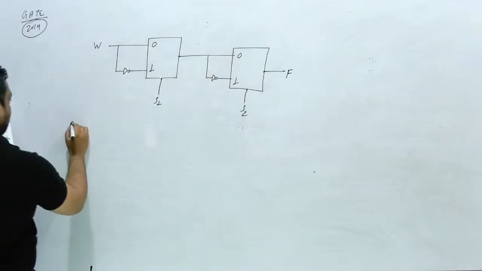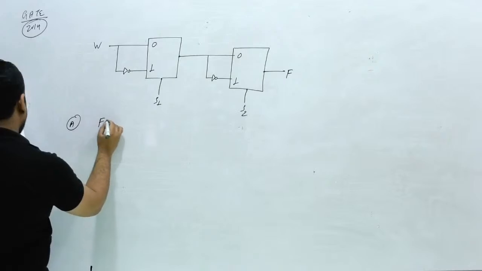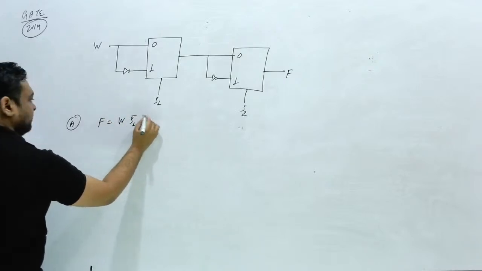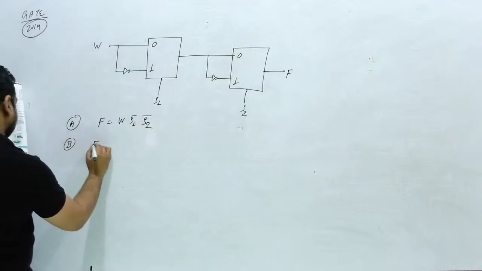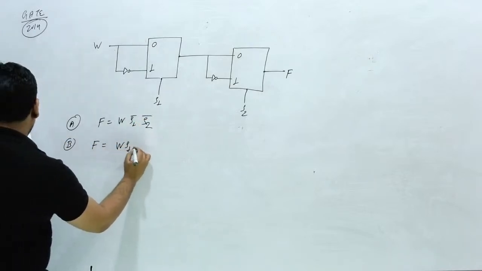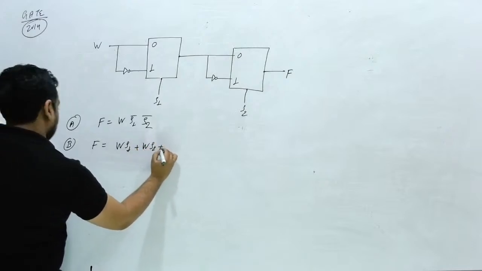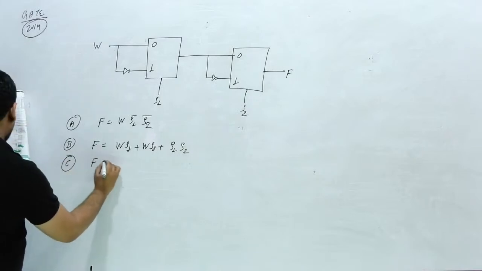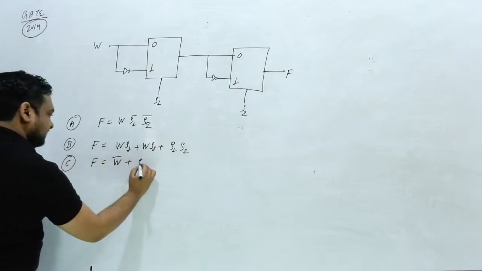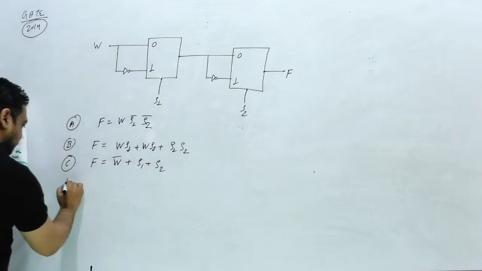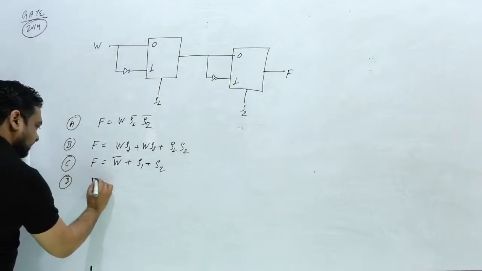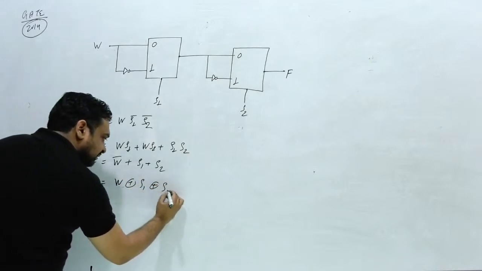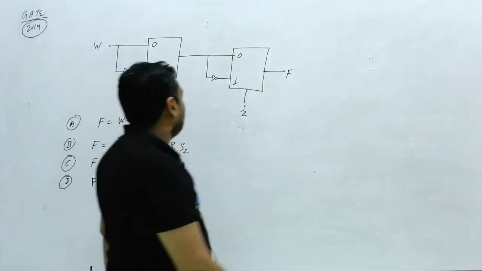I am going to provide you 4 options. First option, f is equal to W S1 bar S2 bar. Option B, function f is equal to W S1 plus W S2 plus S1 S2. Option C, function f is equal to W bar plus S1 plus S2. And option D, the function f is equal to W XOR S1 XOR S2. These are the 4 options they have provided you.